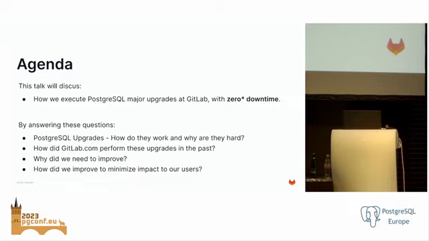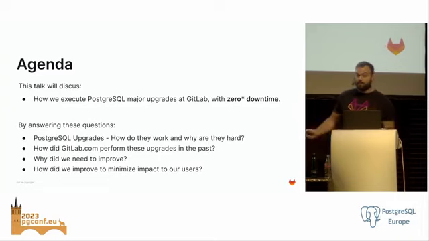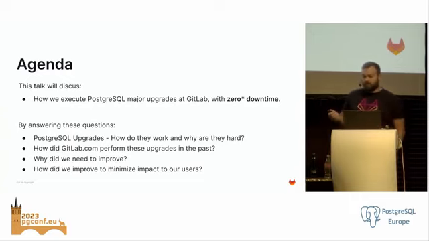Today I would like to talk with you about how we execute PostgreSQL major upgrades at GitLab with zero downtime. And I would like to do so by answering a few questions. First one, PostgreSQL upgrades. How do they work and why are they hard? So why do we need to talk about them? How did we perform upgrades in the past? Why did we need to improve on that? And how we improved on it.